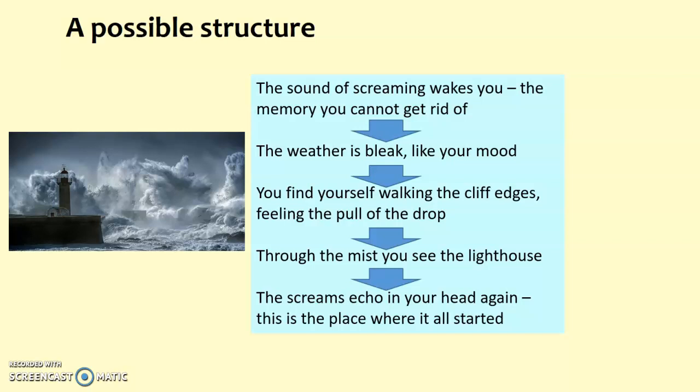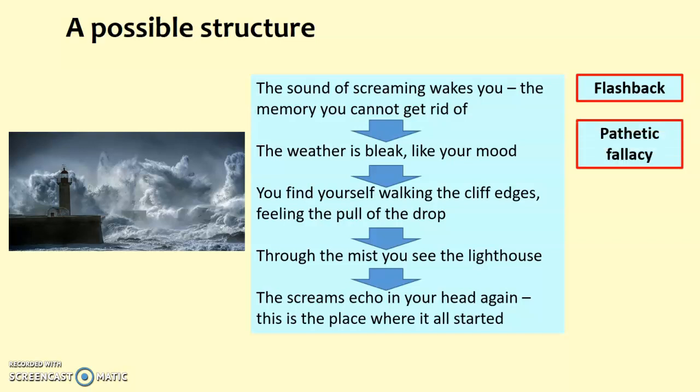So why does this structure work? Well, firstly because you're using a flashback rather than just writing in the moment. You've got a bit of a switch of perspective. We got some pathetic fallacy by focusing on the weather, and that weather reflecting your mood is a clever method. Then this is where you can really get descriptive, because so far it hasn't necessarily been particularly descriptive, so you can actually be describing your surroundings.